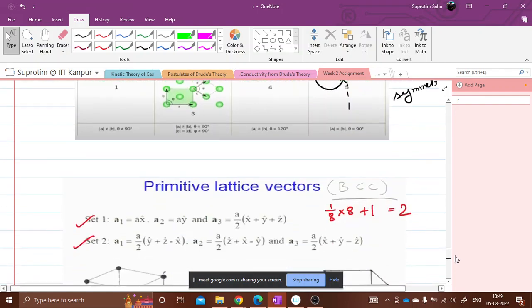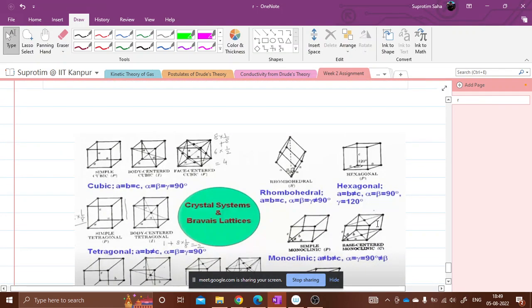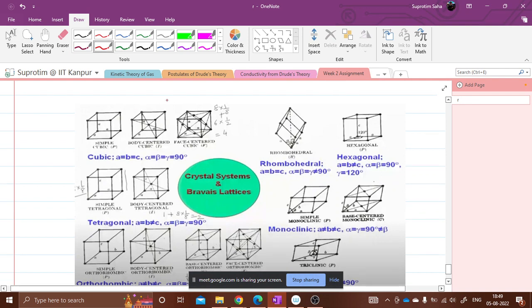If you remember, for body centered, all the corner atoms are shared by 8 unit cells. So the effective contribution would be 1/8 times 8, which equals 1. Now for only the body centered variant, you will have an additional atom at the center of the unit cell. So plus 1 would give you 2. So for body centered, the effective number of atoms is 2.